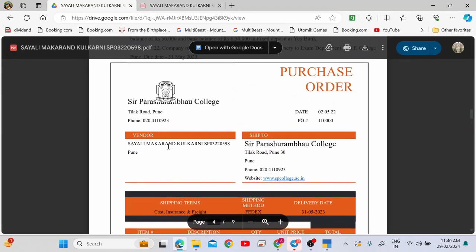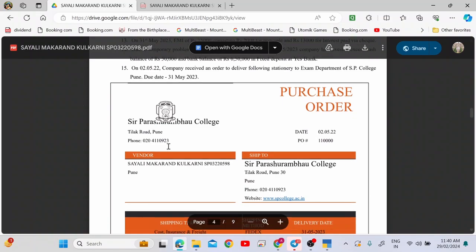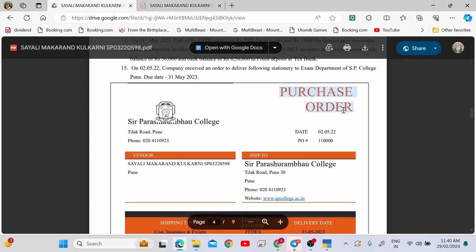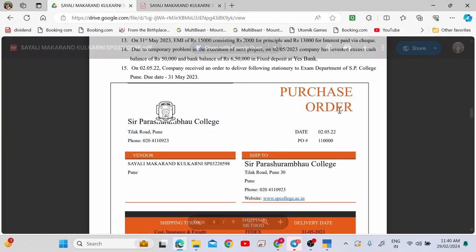So we will pass the entry of this order, but this was received by Saili from SP, that is, your company named Saili has received this. So you have received it, for SP that is a purchase order. This is the order of SP College. This is printed by SP and SP has given you this order. For you this is not a purchase order, though here purchase order is written. For SP this is a purchase order, but for Saili this is what? This is Saili Kulkarni's company, this is a sales order.